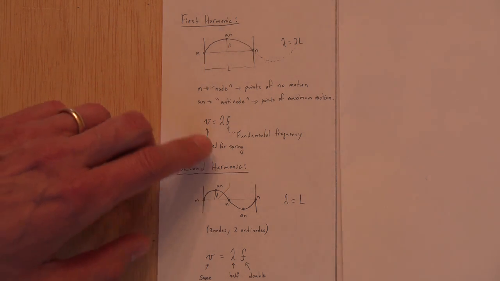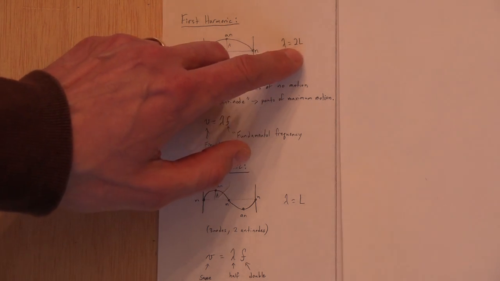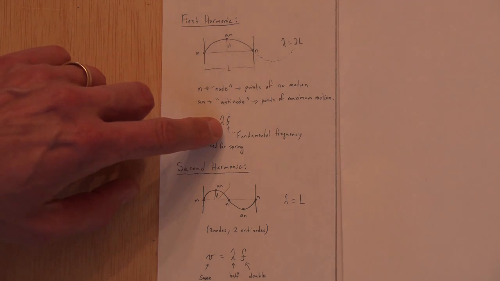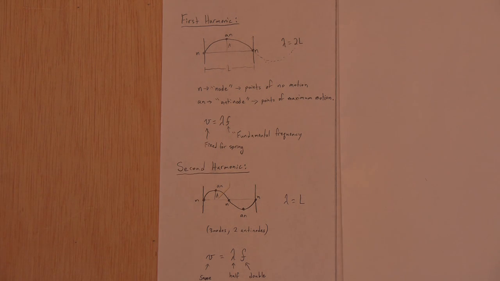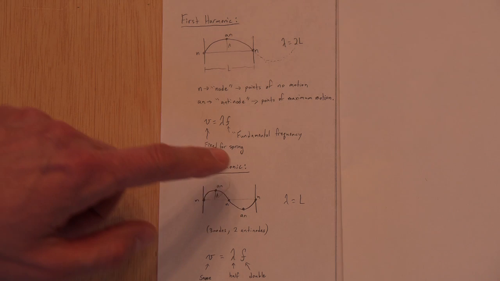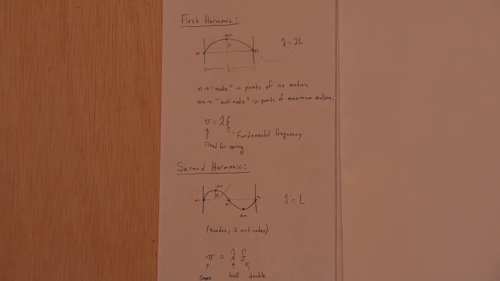So then, when you know the wavelength, twice the length of the spring, you plug that in over here, and you will get the frequency of oscillation. That in the first harmonic is called the fundamental frequency. It's just a name we call it. First harmonic vibrates in the fundamental frequency.